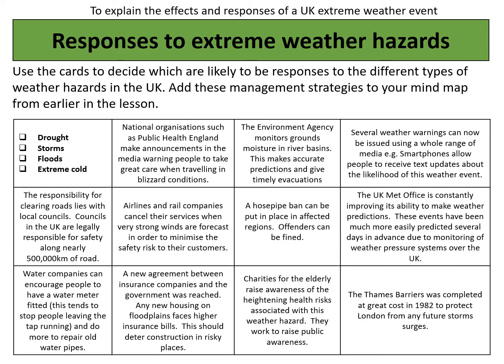So how can we respond to these extreme weather hazards? Well, the 4 extreme weather hazards we're going to focus on are drought, storms, floods, and extreme cold. So read through these statements and decide which statement responds to which extreme weather hazard. You can either do it as a table, you can do it with 4 different colours, or as a spider diagram, as long as it's very clear that you have a key and that you're using either different columns or different colours to represent the different responses.